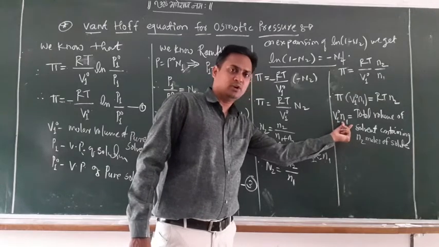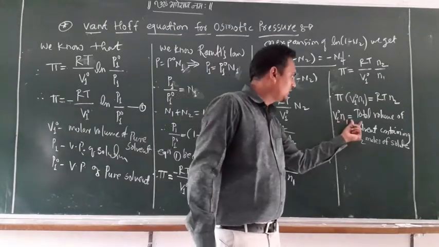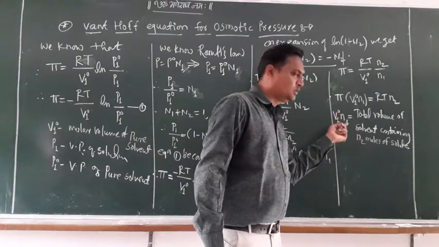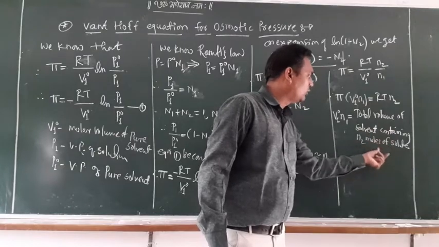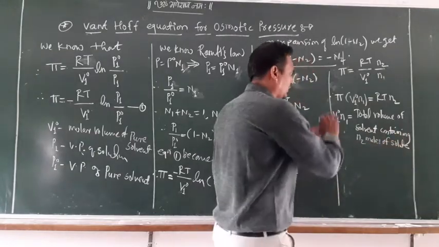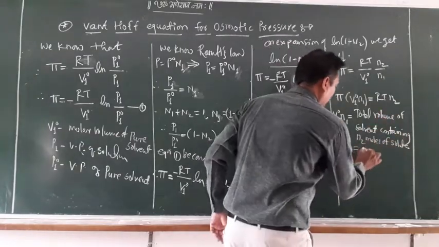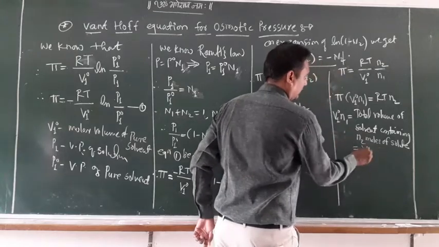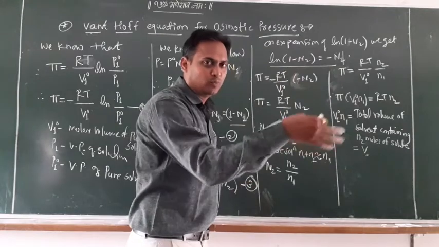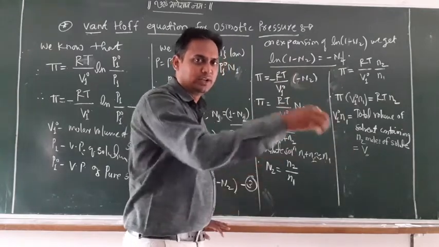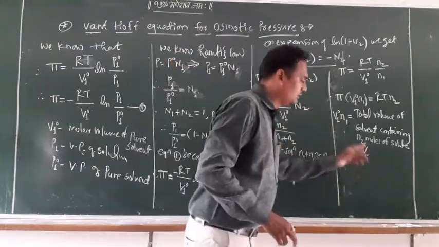This n1 is the mole fraction of solvent. So this is multiplication of volume into number of moles, and we get the total volume of solvent containing n2 moles of solute. That is our total volume of solution, and this is equal to V. This is the total volume of solvent containing the moles of solute, meaning the volume of the solvent in which the solute is present is V.